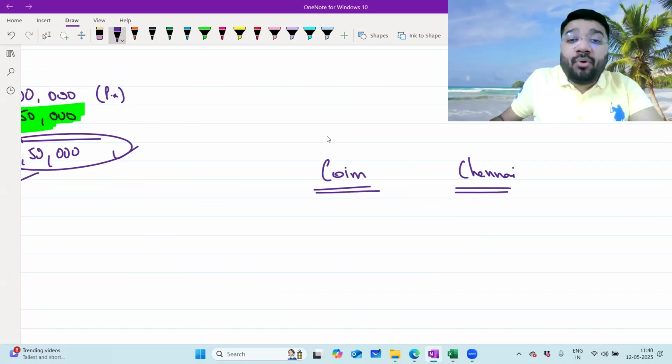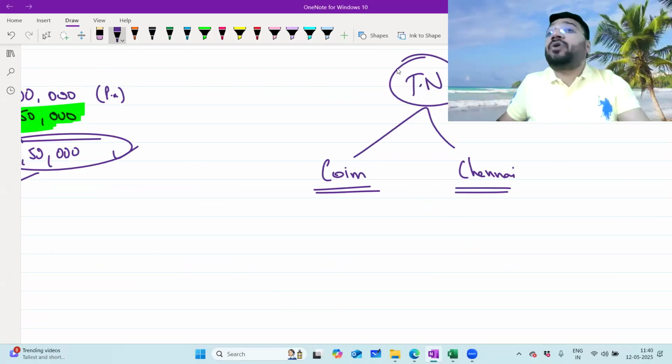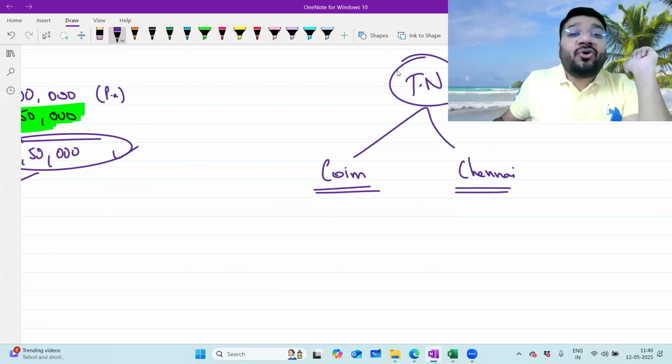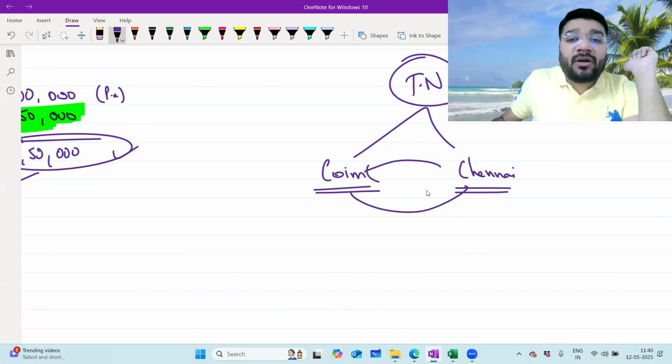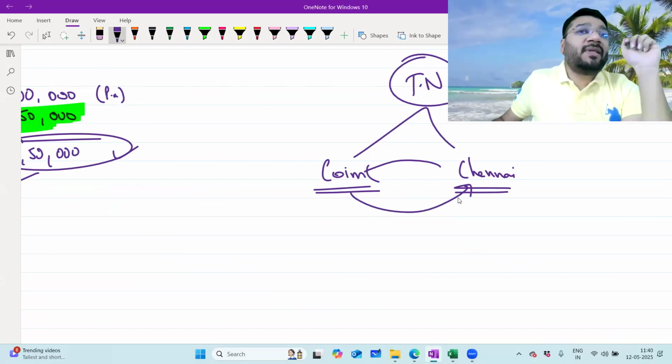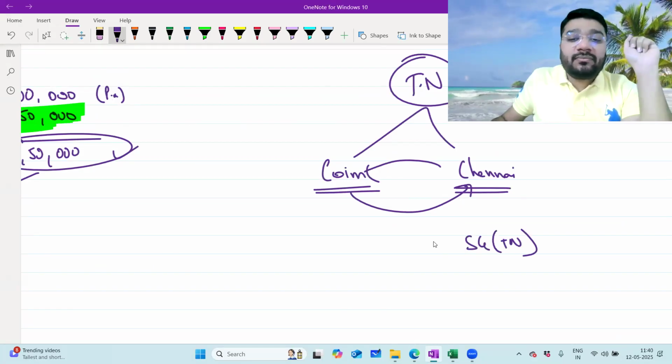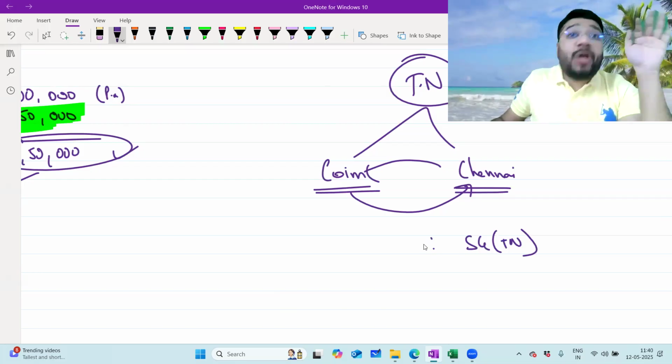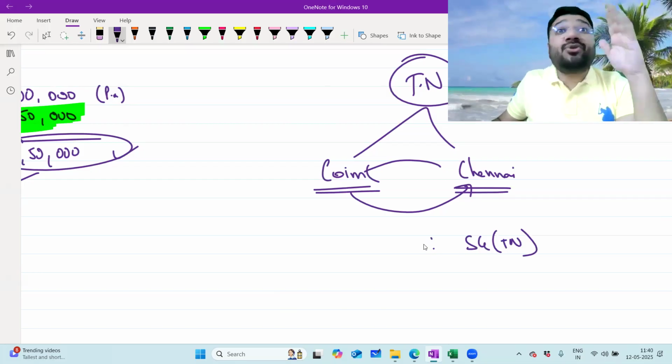both are coming under which state? Tamil Nadu. Tamil Nadu has one state government. So from Coimbatore to Chennai or Chennai to Coimbatore, wherever the goods go, one clear party in this is what? State government, which is Tamil Nadu. There is no debate. Should I pay the money to the state government or not? There's no debate in it.